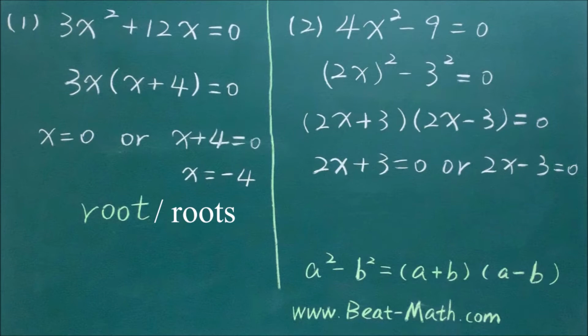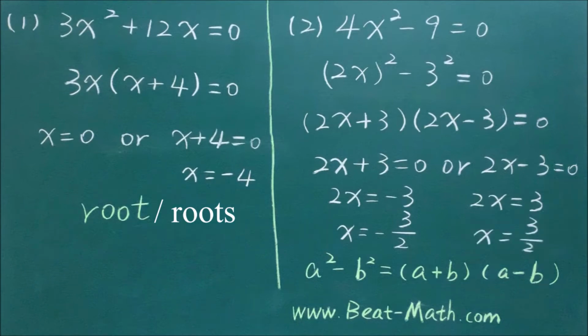In the equation 2x plus 3 equals 0, move 3 to the other side and change the sign, and we get 2x equals negative 3. Now divide by 2 on both sides to get x equals negative 3 over 2. In the equation 2x minus 3 equals 0, move negative 3 to the other side and change the sign to get 2x equals 3. Divide by 2 on both sides and get x equals 3 over 2. So the equation has two roots, x equals negative 3 over 2 or x equals 3 over 2.